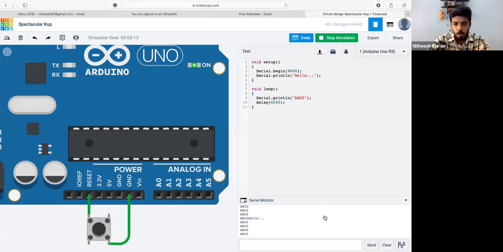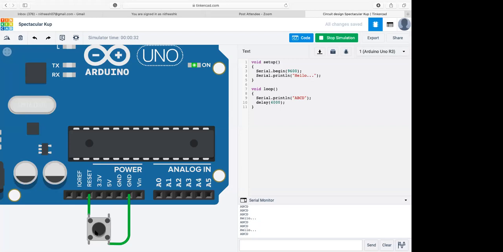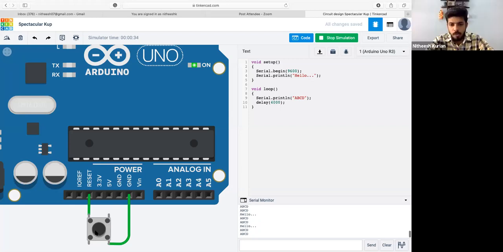If you reset the Arduino, it will start the code from the beginning. So let me press the push button. Please listen carefully. If you press this push button, you can see that hello is printing again. That means the Arduino is reset. If you press the push button again, hello is printing again.